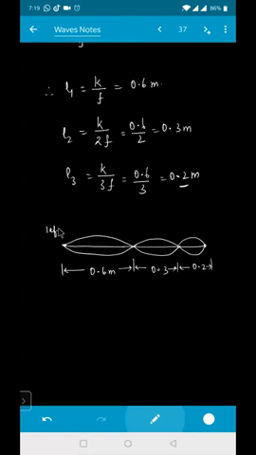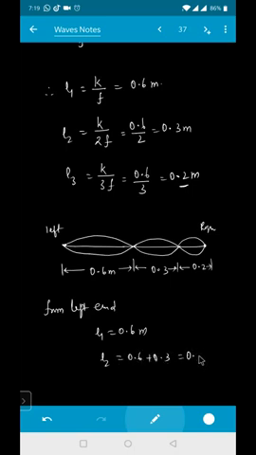So this is your left hand. And this is your right. Okay. So from left hand, L1 is equal to 0.6 meter. L2 will be equal to 0.6 plus 0.3. That will be equal to 0.9 meter. L3 will be equal to how much? 0.6 plus 0.3 plus 0.2. How much? 1.1.